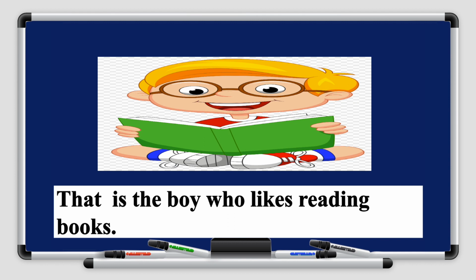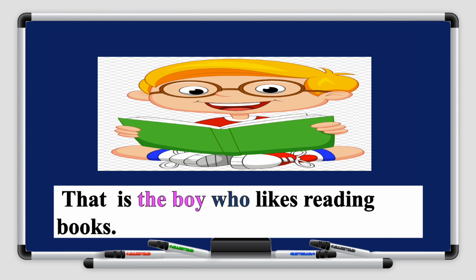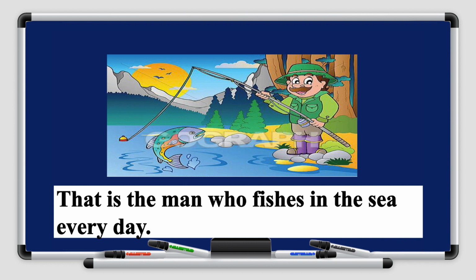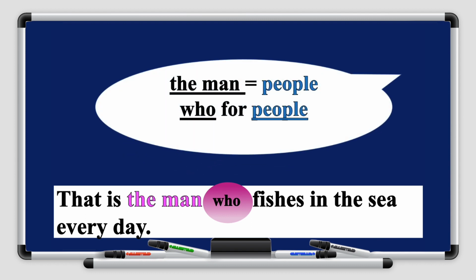That is the boy who likes reading books. How did we connect those two sentences together? Well, we used who. Why did we use who? Well, we used who because the boy is people, and we use who for people. That is the man who fishes in the sea every day. Now, how did we connect those sentences together? We used who. Why? Because of the man, people. So with people, we use who.